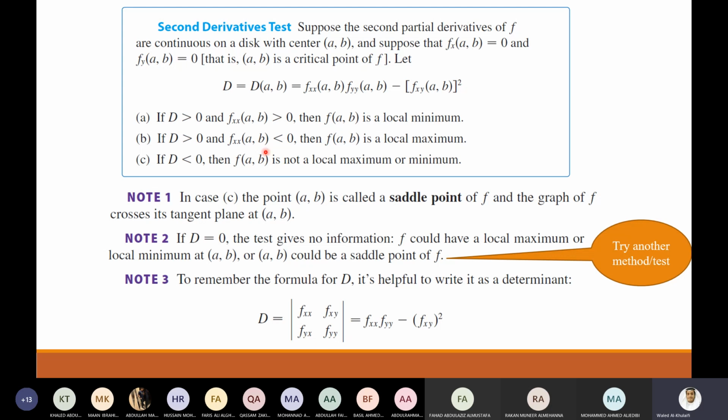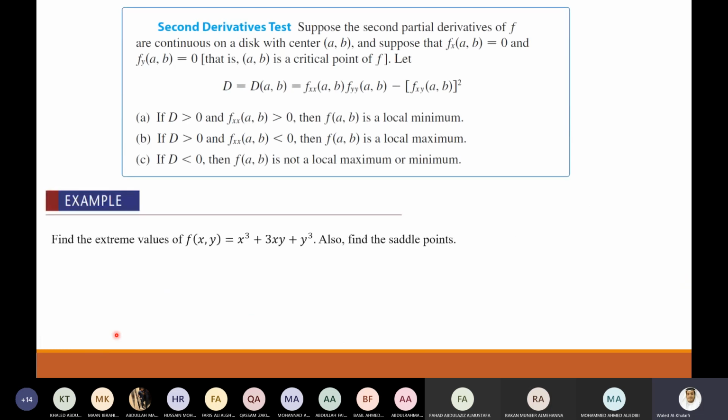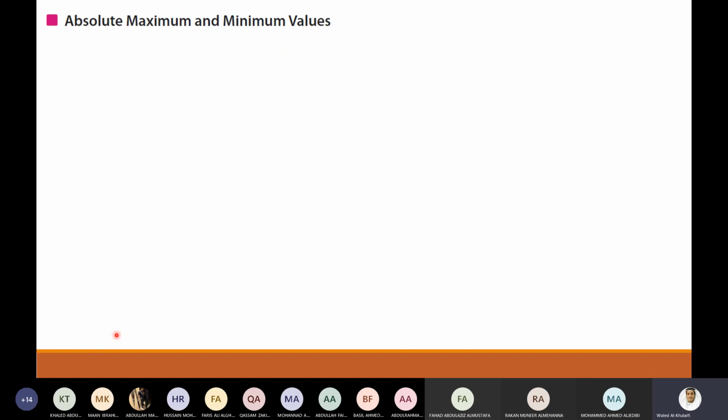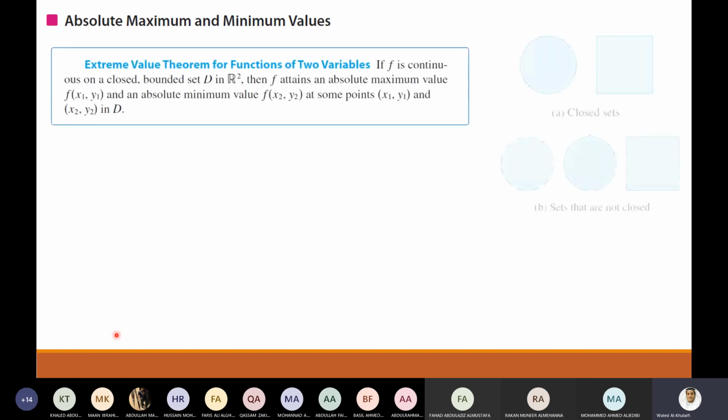And an easy way to remember the D is this way, or you can memorize it. I think it's simple. You can remember it. So this is called the discriminant or Hessian of the function f. And then we solved one or two examples related to this one. I believe we solved all of these.